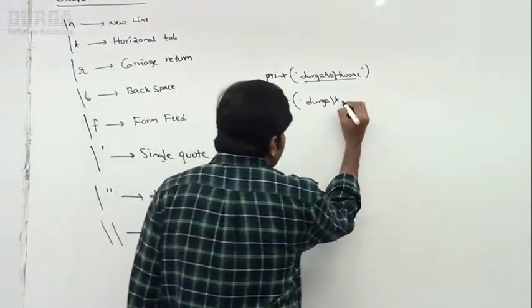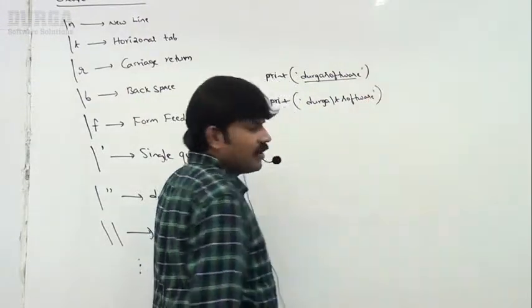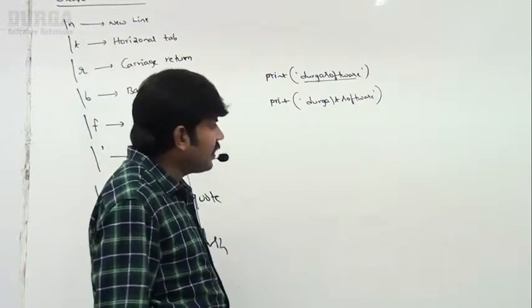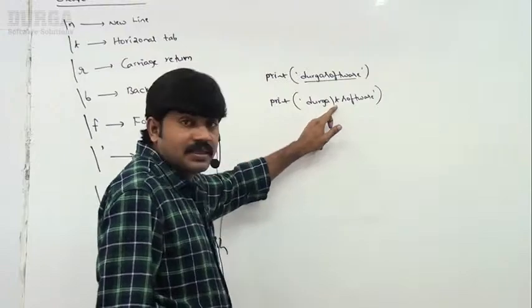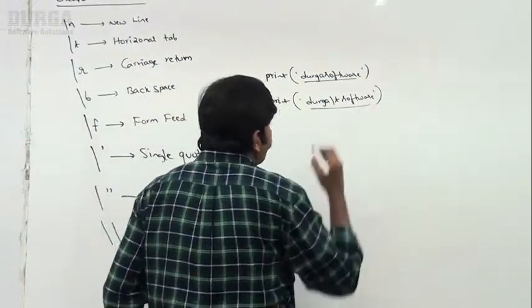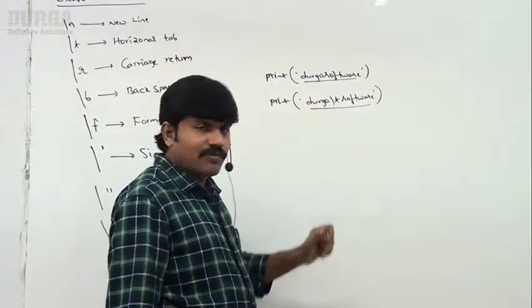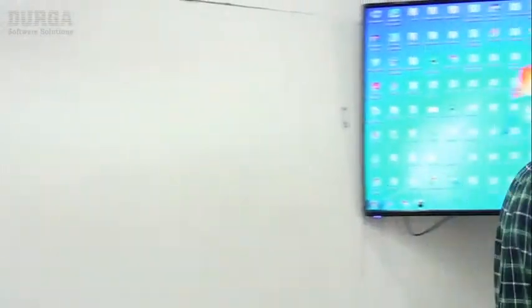Durga backslash t software, like this. Backslash t itself is a tab space. Now if you observe the output, between Durga and software you can see a space. Have a look once, just observe carefully.